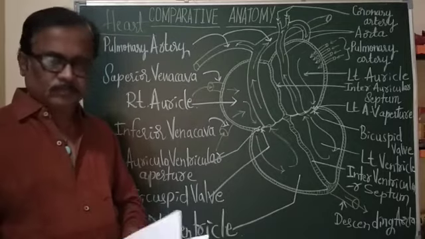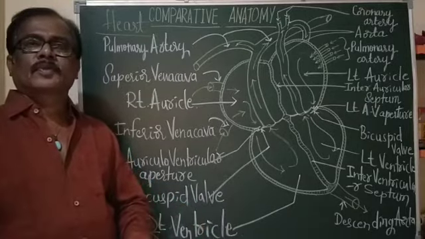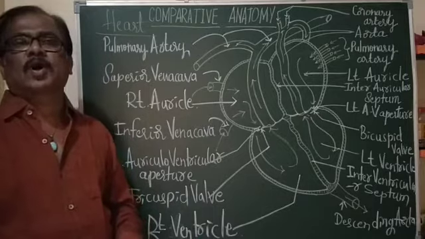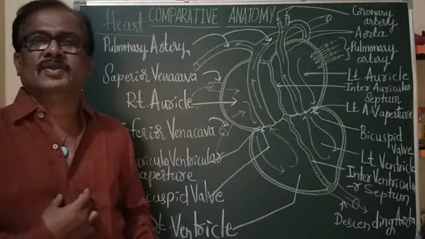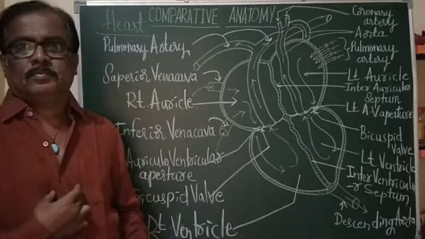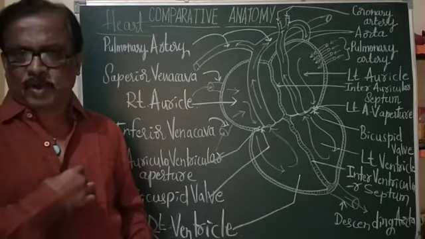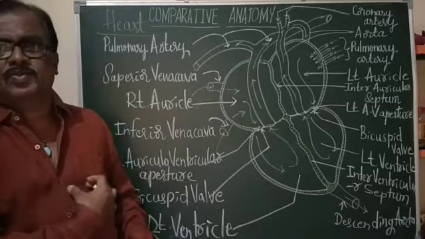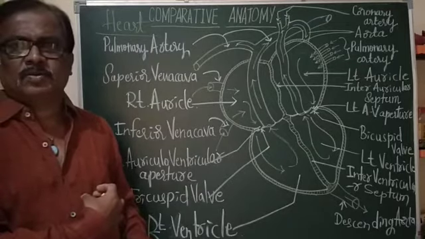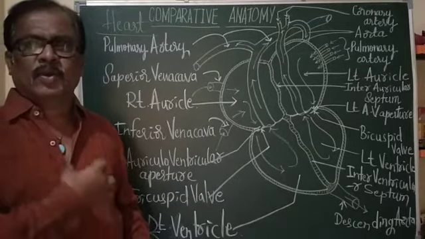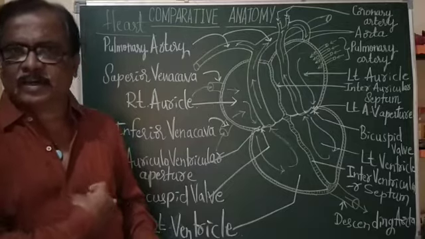So, as we know about our heart, it is a muscular cone-shaped organ located in the middle of the chest cavity, and its apex, the pointed portion, is directed towards the left side, like this.